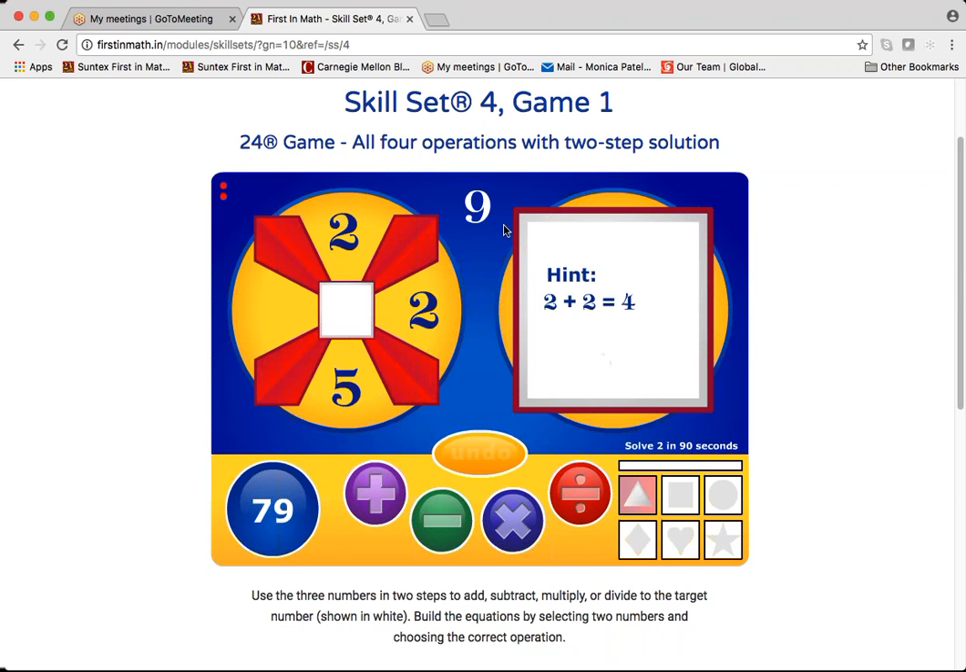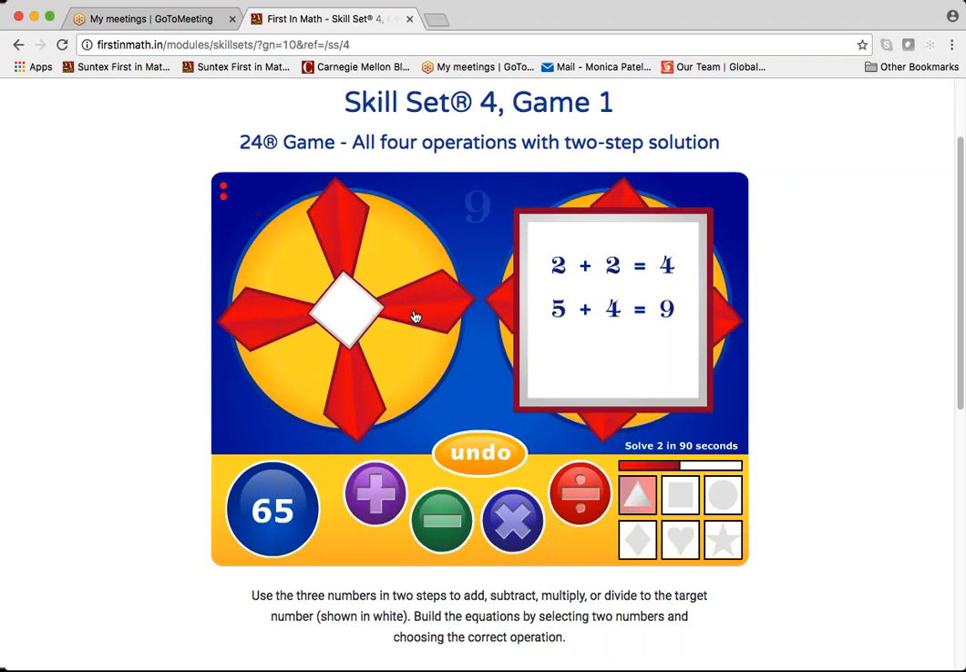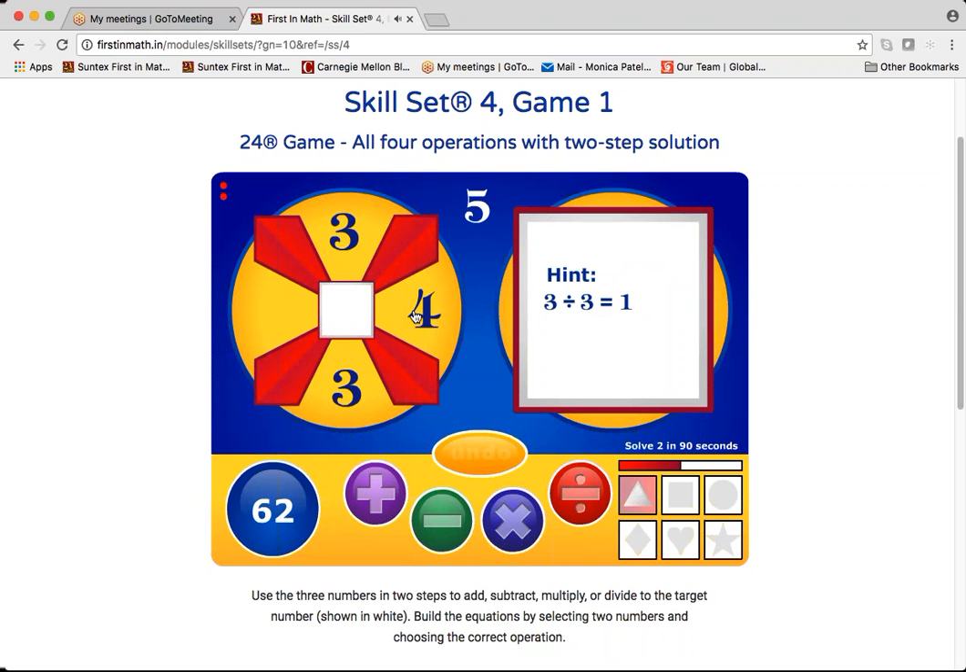So if I have to get to the number 9 in 2 steps and I have to use all 3 numbers, the hint given to me is to start with 2 plus 2. Now I have to turn these 2 numbers, 5 and 4, into 9, and I select the operation addition because I know my mathematical concepts by the time I'm in 4th standard in the beginning of the year.